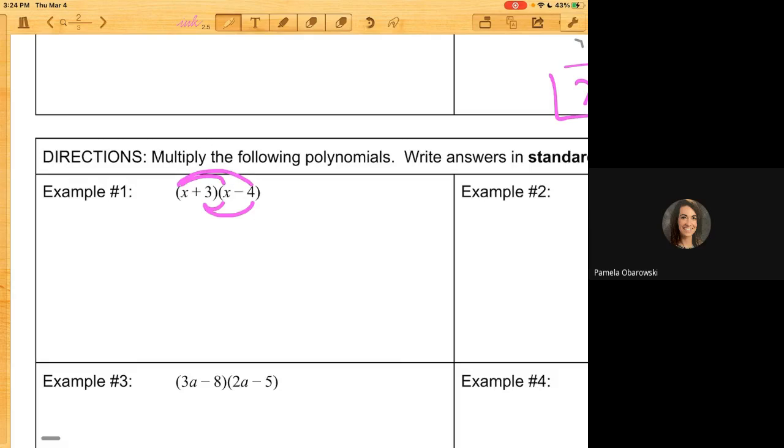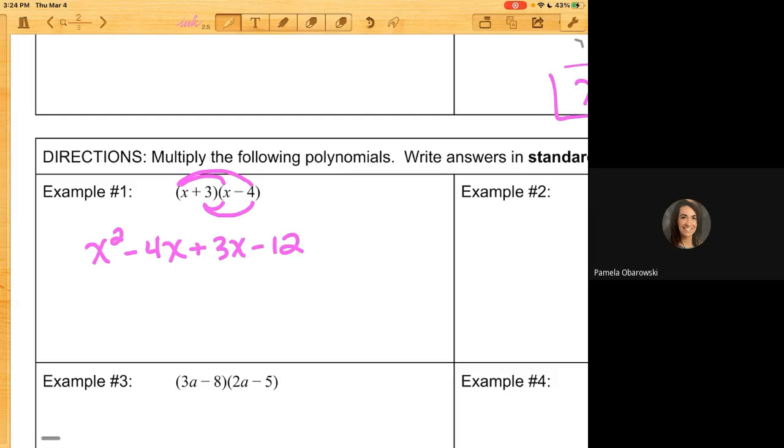So x times x is x squared. X times negative 4 is negative 4x. 3 times x is positive 3x. And 3 times negative 4 is negative 12. So sometimes students think of this as like double distribution. I'm distributing in the x, and then I distribute in the 3.